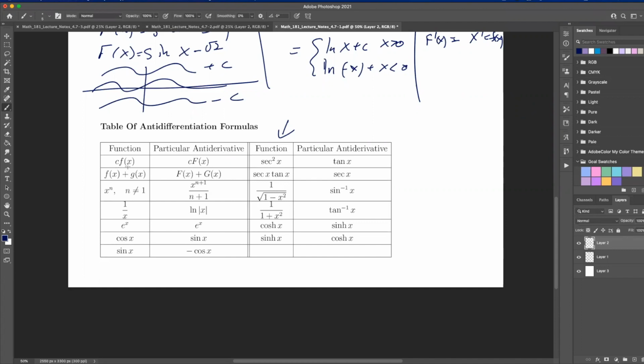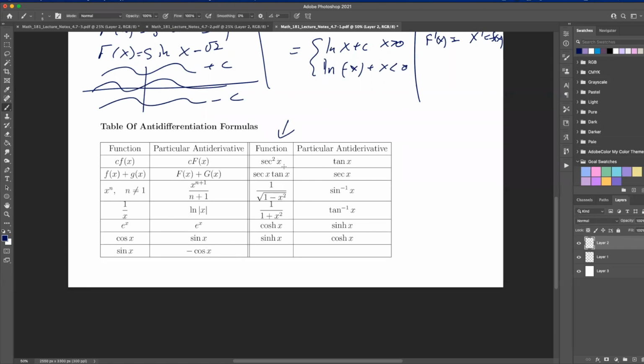So if I have a constant times a function, you can just pull out the constant. If I have two functions and I take the antiderivatives, you can just take the antiderivative separately. Here, if I have x to the n, the antiderivative is x to the n plus 1 over n plus 1. 1 over x is ln of the absolute value of x. e to the x is e to the x. Notice here, if I take this derivative, I get this. Cosine is sine. Sine is minus cosine. So if I take the derivative of this, I get negative sine, so the negatives cancel, and I get back sine of x.